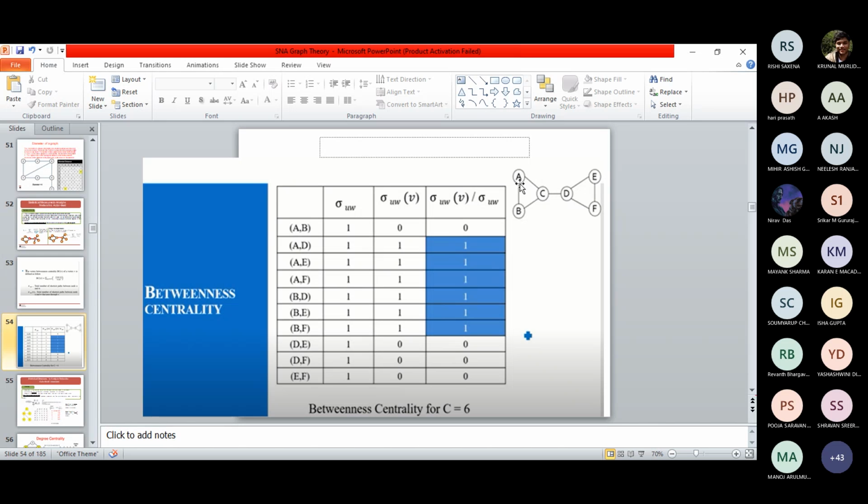A to E. To reach A to E, whether you're passing through C, yes. So you put one. And then A to F, whether you're passing through C, if so, you just put one. So in this way, you just give the value if the paths are going to pass through C, because C is the vertex for which we are going to find the betweenness centrality. So you see D to E, to reach D to E, whether you need to pass through C, no, 0. So you just put 0. D to F, 0. E to F, 0.